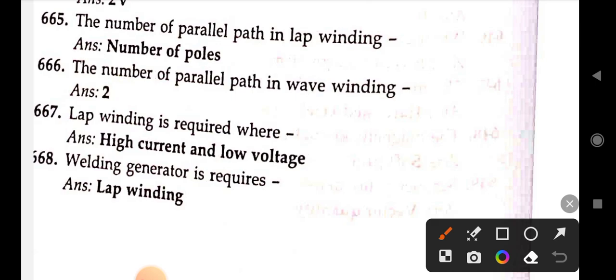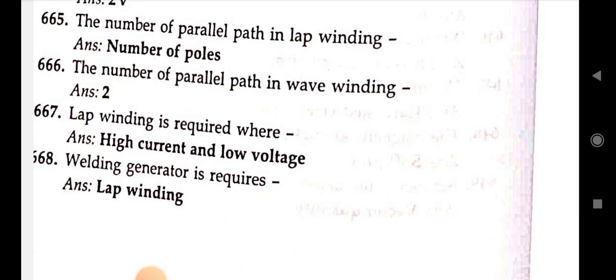Next, the number of parallel paths in lap winding is equal to number of poles. Number of parallel paths in wave winding is equal to 2. Lap winding is required where? High current and low voltage. Next, welding generator requires lap winding.